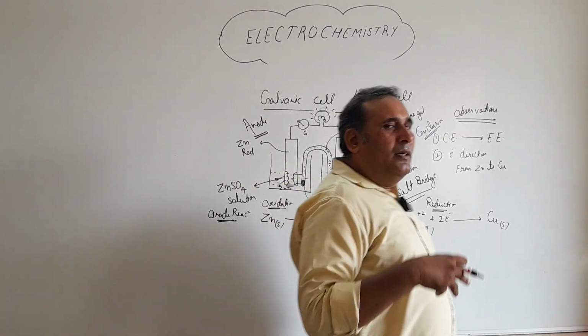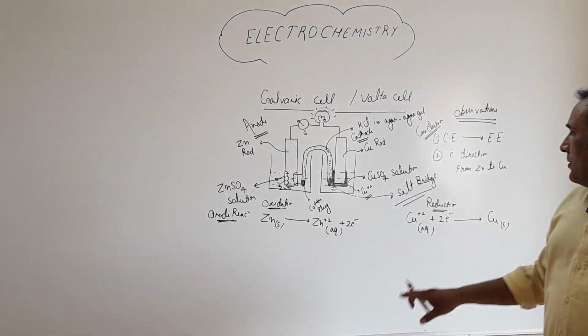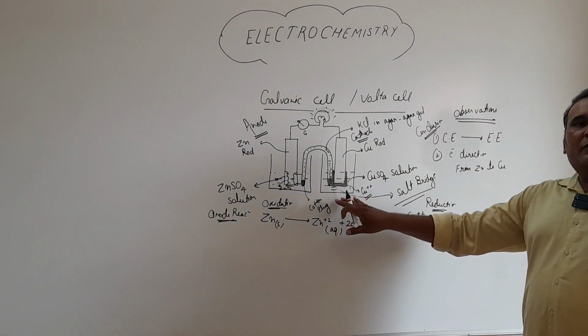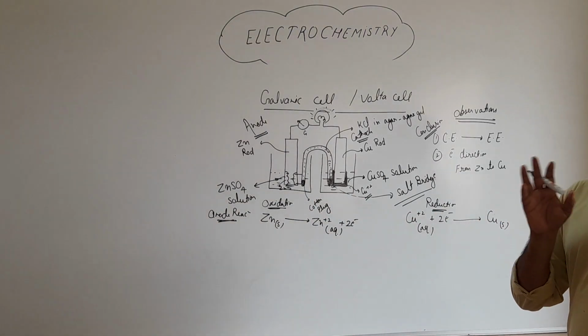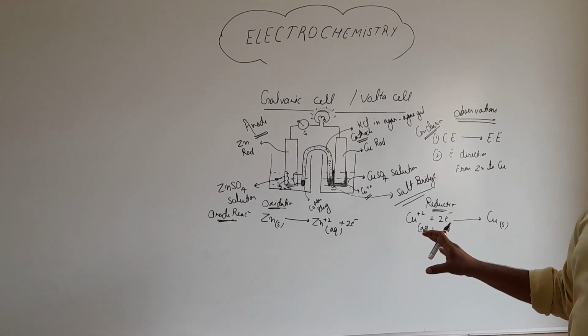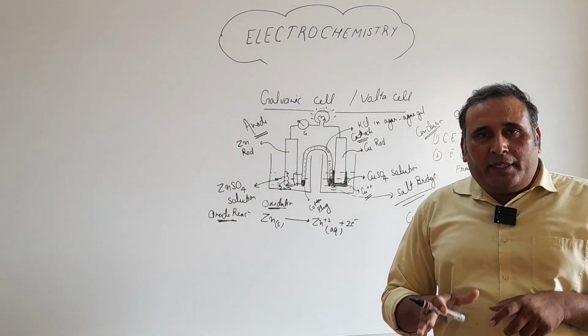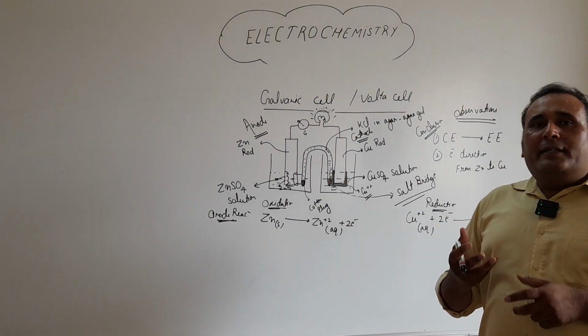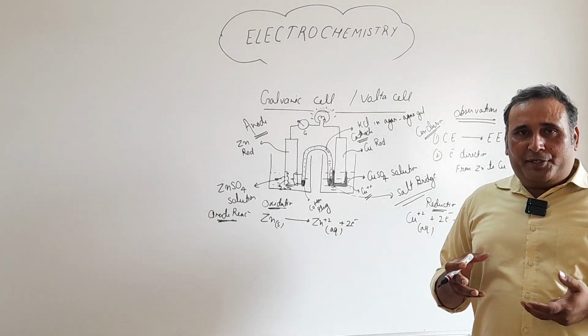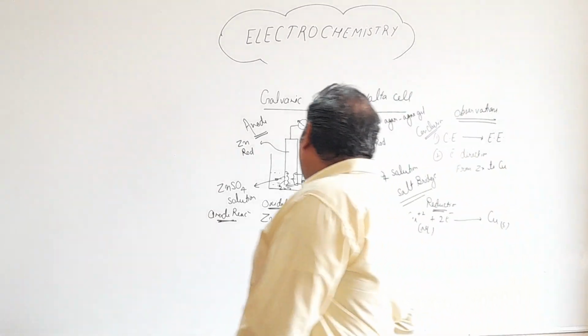And what's happening at cathode? Cu+2 ion from the copper sulfate solution gains the 2 electrons and gets converted into Cu solid. So that is the cathode reaction. When we add both reactions, cathode reaction as well as anode reaction, that is our net cell reaction. So let's start to write the net cell reaction.